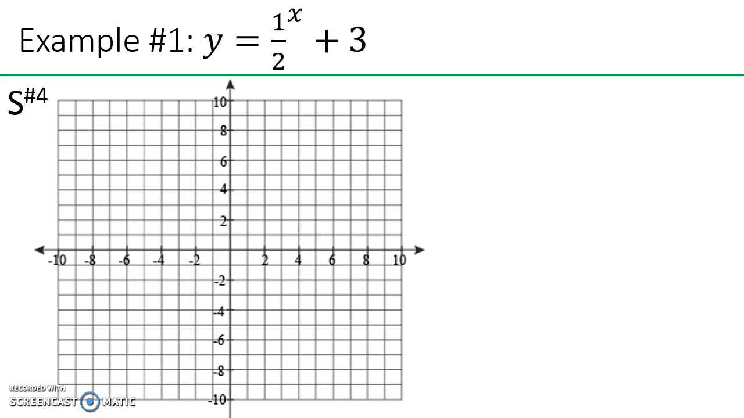Now, here's my coordinate plane. I've already got my graph set up. So now I'm going to plot out my points. My first point is going to be my y-intercept at (0, 4). That red line right there is my asymptote. Those are my additional points, (-1, 5) and (1, 3.5). And there's my graph line.